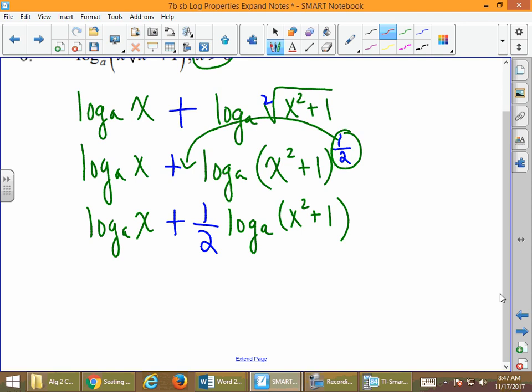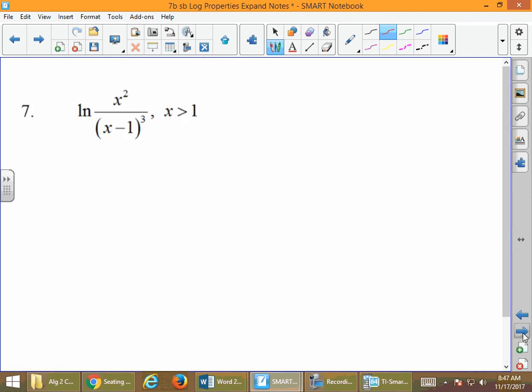As we get close to finishing here, number 7. Natural log again. Remember that not only do the properties apply to log logarithms, they also apply to ln logarithms. So if something is added together, then we're multiplying in a natural log. If something's subtracted, then we're dividing in a natural log. And the power theorem still applies as well.